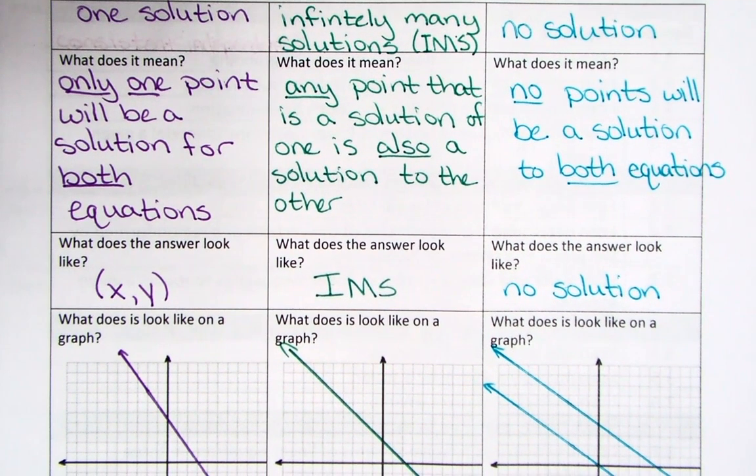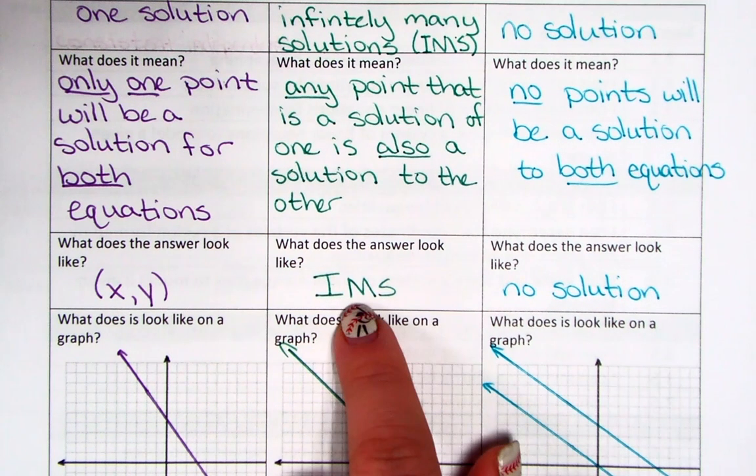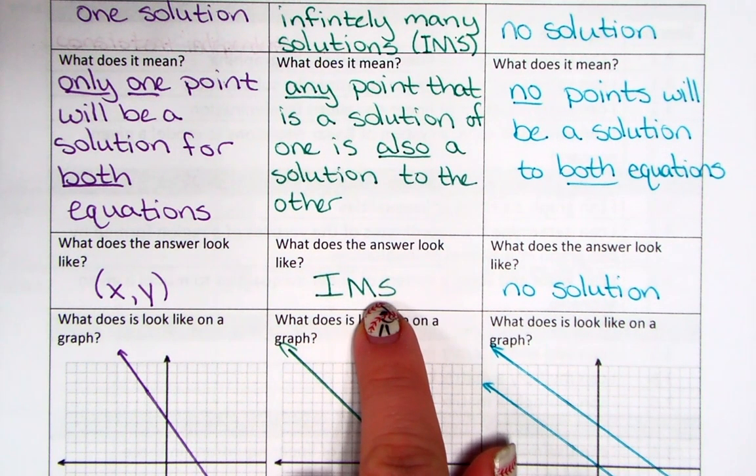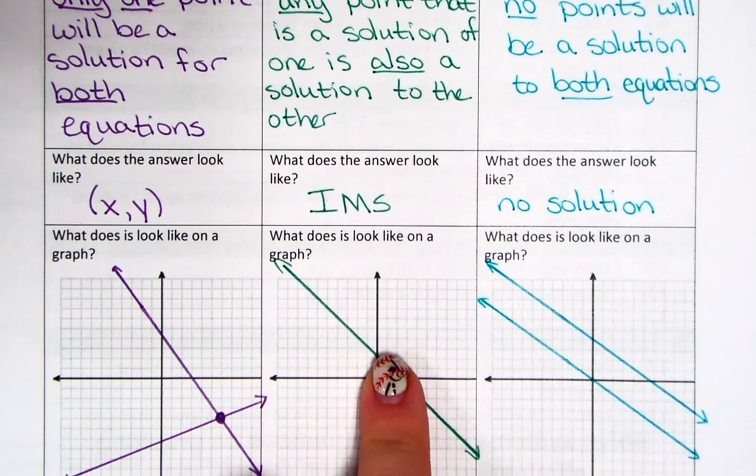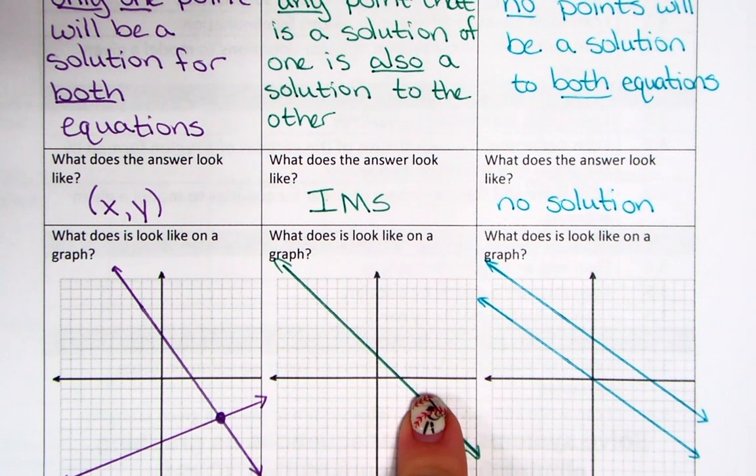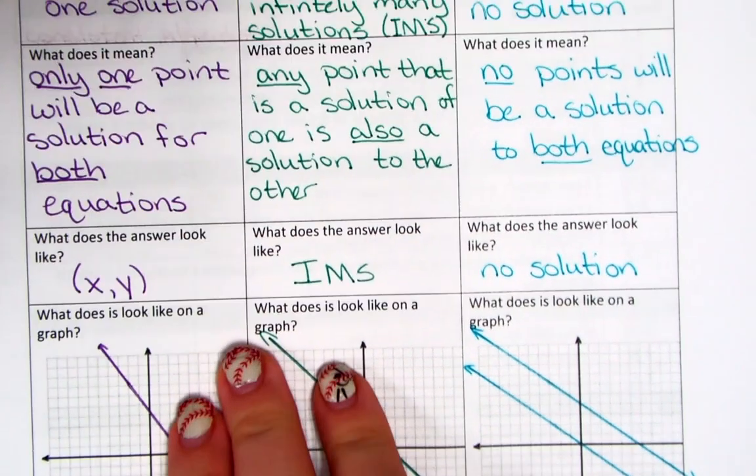For infinitely many solutions, or IMS, any point that's on one line would also be part of the solution to the other. What happens is it's actually the same equation, it just looks different. Think of equivalent fractions, 1/2, 2/4. Those look different, but they're actually the same fraction. That's kind of what's happening here in this system. We use IMS to represent infinitely many solutions. And when we graph it, it just looks like one single line because it's the same equation.